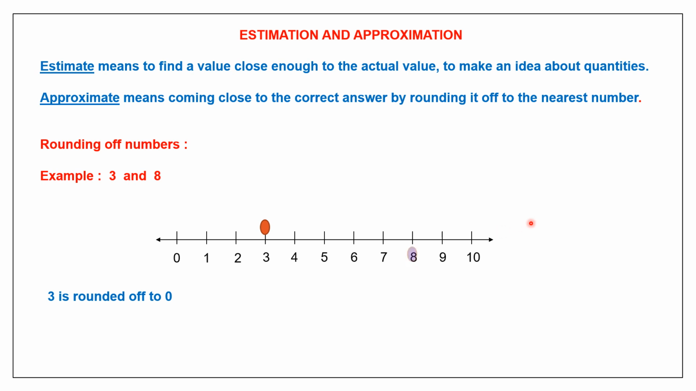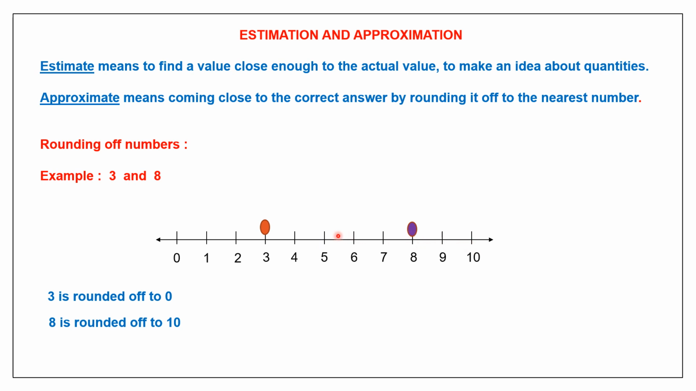Now let me take the number 8. So I have represented 8 here, 8 is here, and now look at 8. It's closer to 10 than to 0. 0 is far away from 8, isn't it? Whereas 10 is closer to 8. So we are rounding off 8 to 10. So we've got 3 which is closer to 0 and we're going to round it off to 0. 8 which is closer to 10, so we round it off to 10.